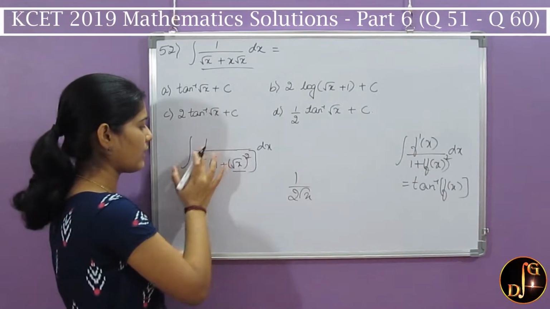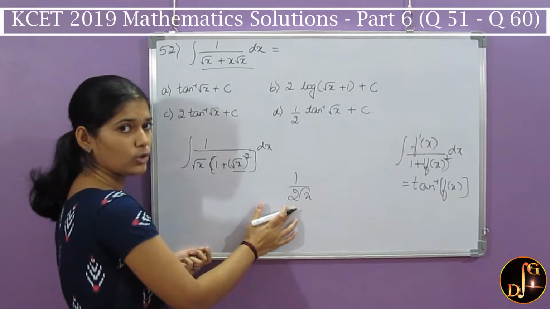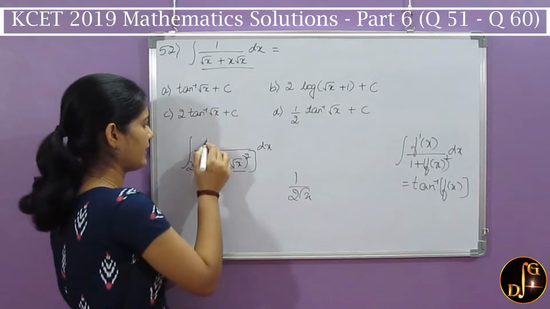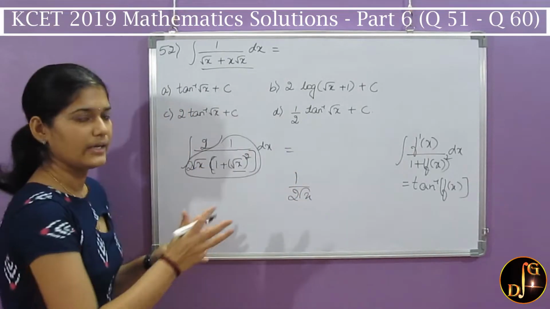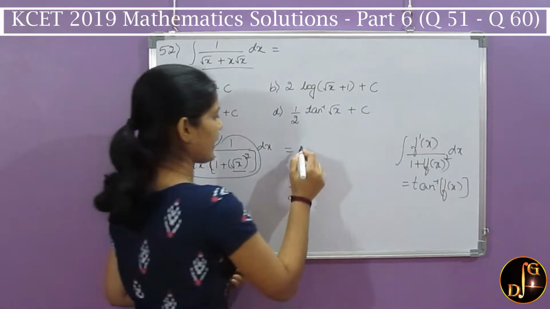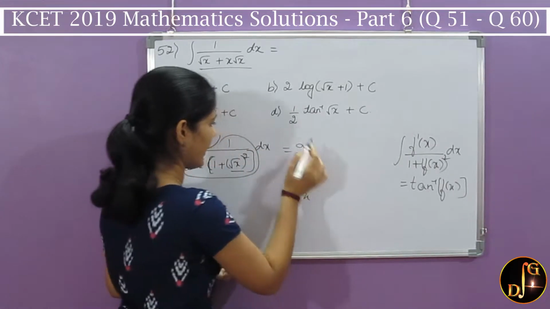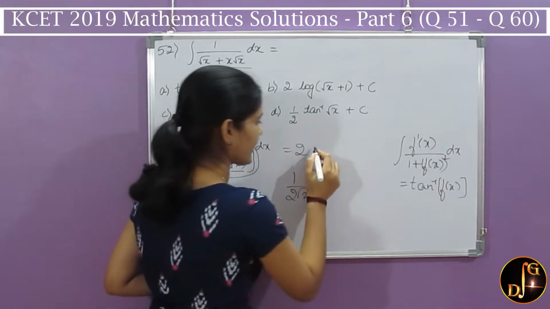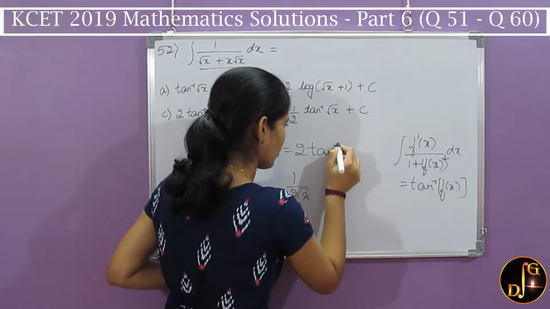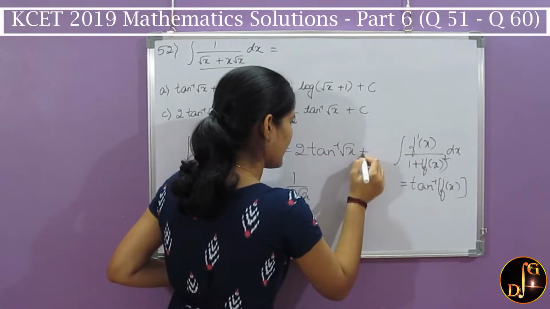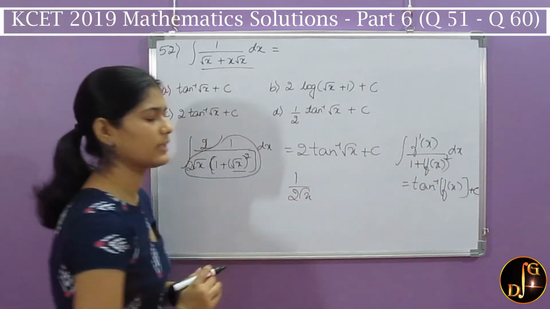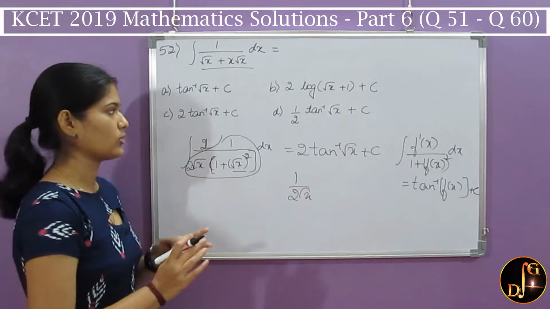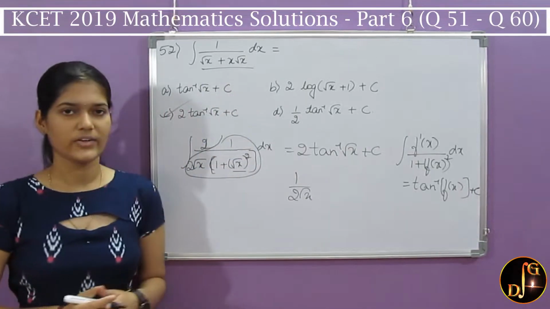Here we have 1 by root x, but we don't have 2. So let's multiply and divide by 2. Then what we will get? In place of this we can write 2 as it is, and in place of all this we can write tan inverse of root x plus c. So the answer is option C, right?